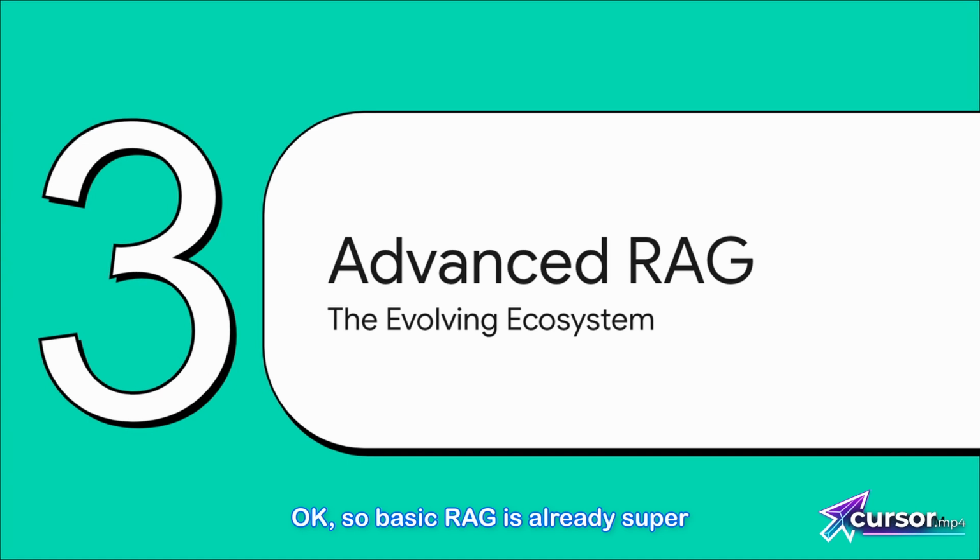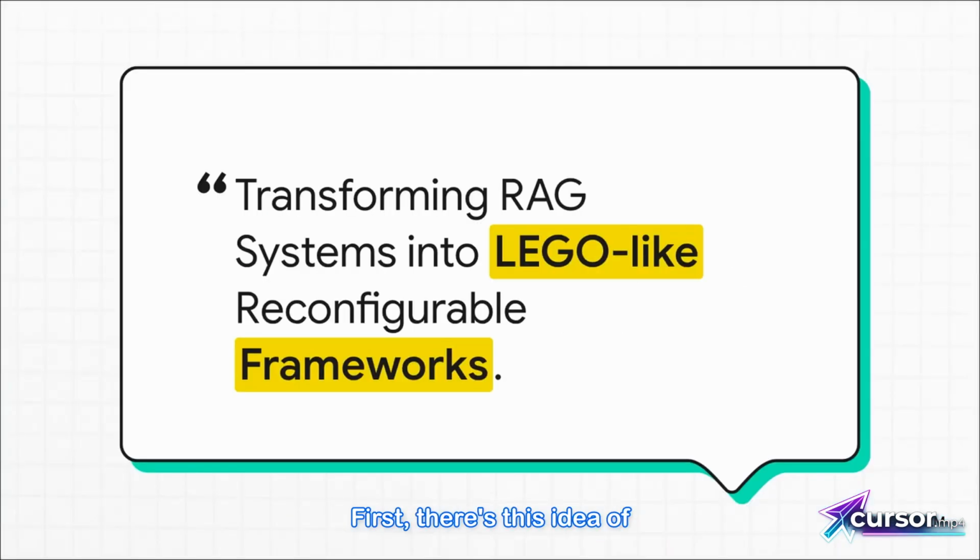Okay, so basic RAG is already super powerful, but this is AI we're talking about. The whole ecosystem is evolving at like light speed. So let's look at some of the more advanced RAG architectures that are popping up. First, there's this idea of modular RAG. And the quote here says it all.